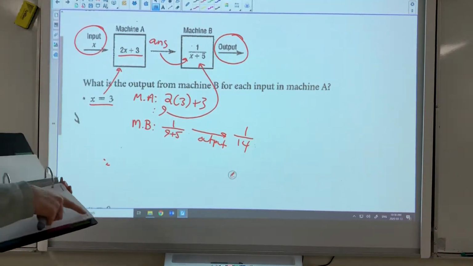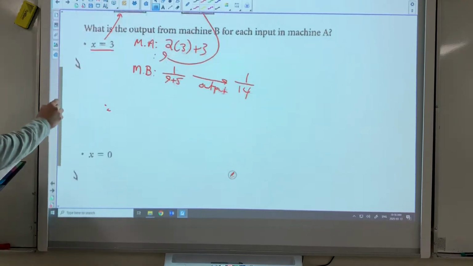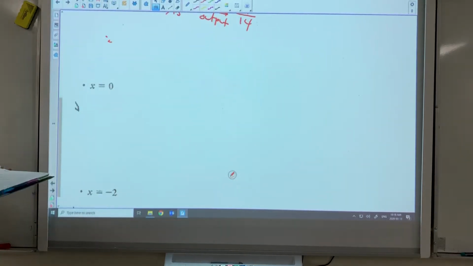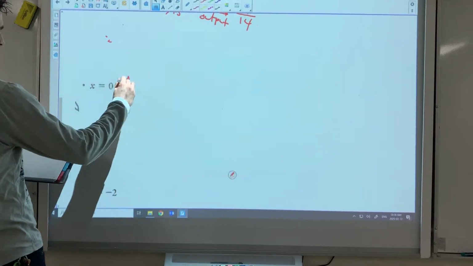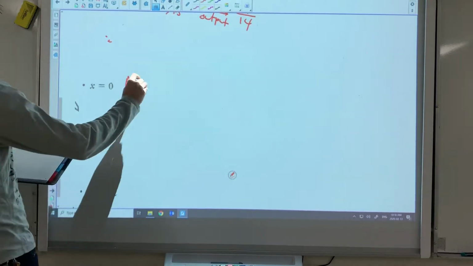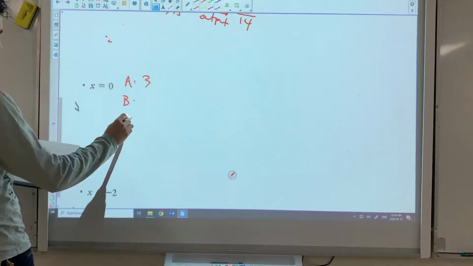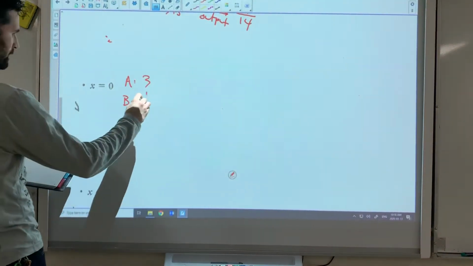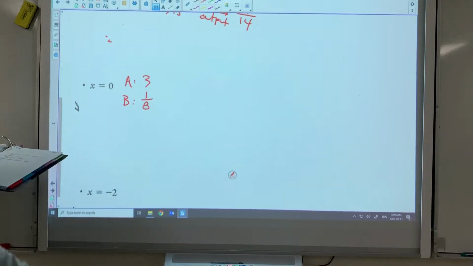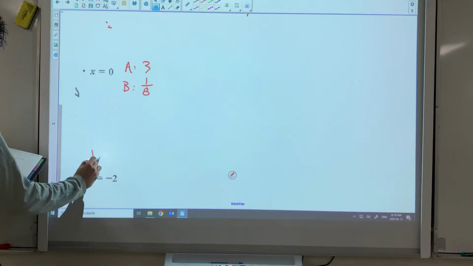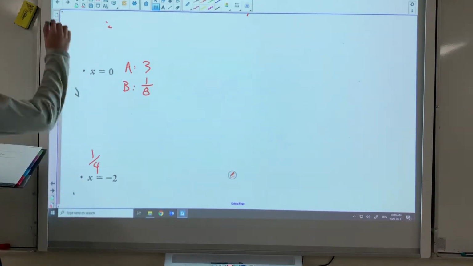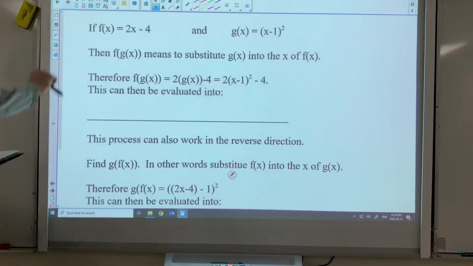I don't think we need to do all of them. I can give you answers if you want to try. Try this one on your own. I'll give you 1 moment. Plugging in 0. Shouldn't take too long. What do we get from machine A? 1 over 8. 3. And then when you get B? 1 over 8. Perfect. Okay, let's leave it at that. If you are looking to try it at home, this should give you a quarter. That's for x equal -2.